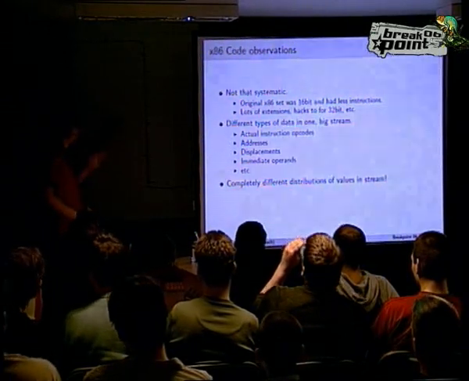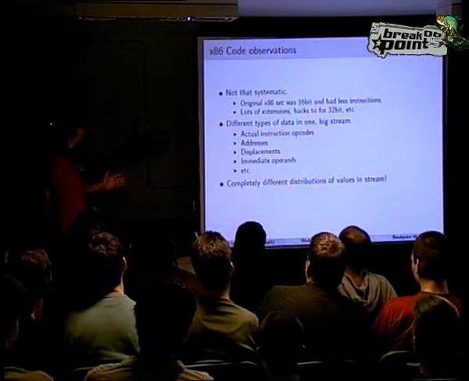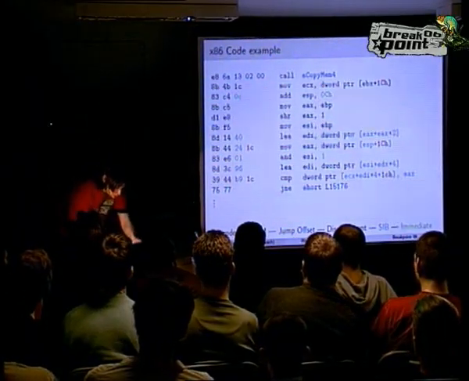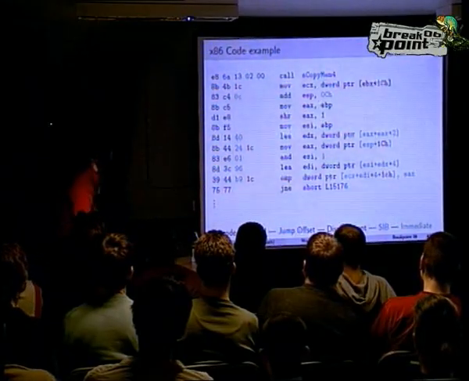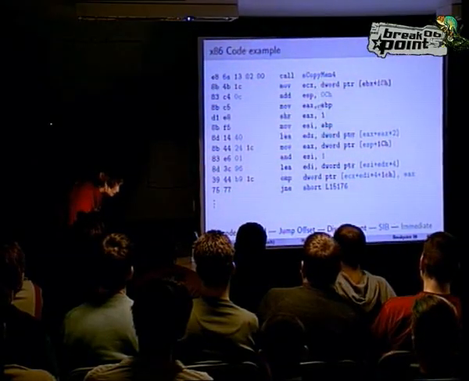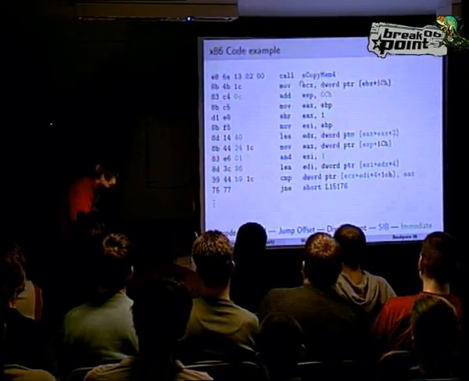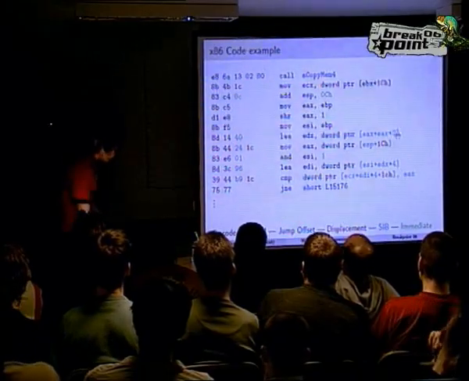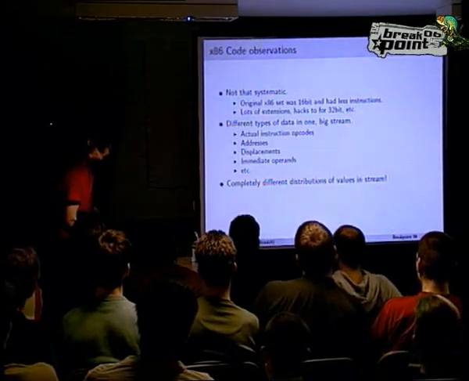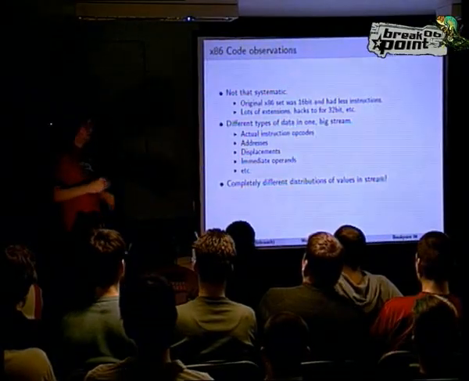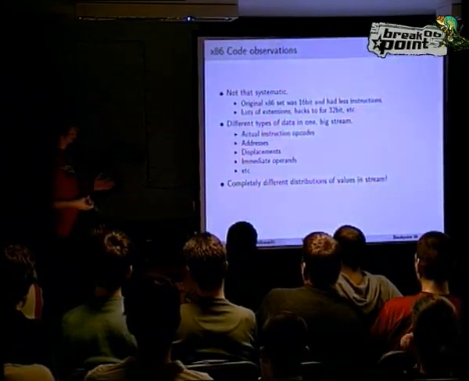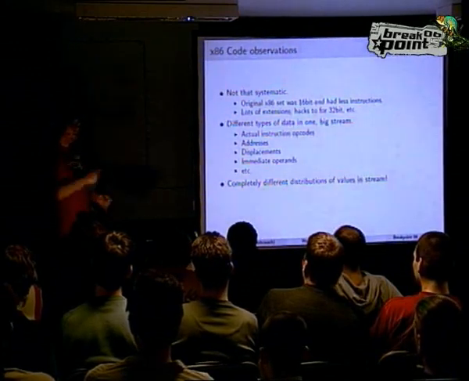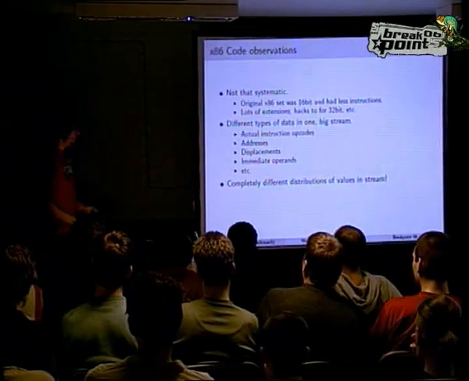You always have those different types of data in one big data stream, which are, for example, actual instruction opcodes, like the black ones here, or address displacements, like those red ones, or addresses themselves in the code and in the data and stuff like that. It's all mumbled together. And those values have completely different characteristics and completely different distributions. So what you want is to separate those again, so you can exploit the individual structure in each of those data types.